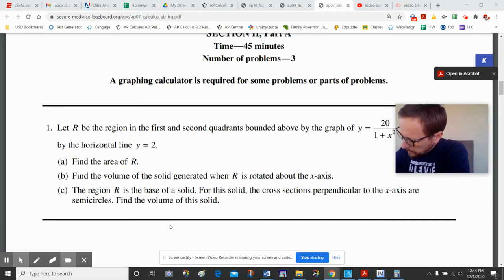As with all of these, step one is to make a drawing. Always. So just get used to that idea. Step one, make a drawing. All right, so we're going to draw this out. Let me write these down so then we'll switch over. y equals 20 over 1 plus x squared, and y equals 2.